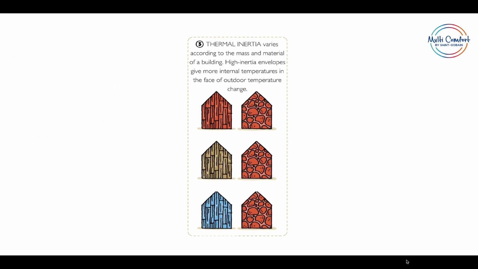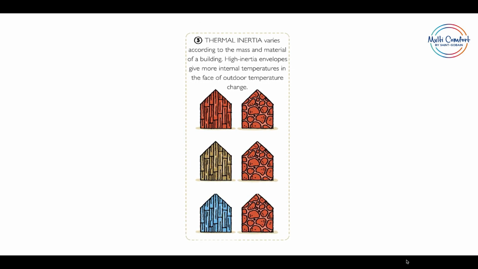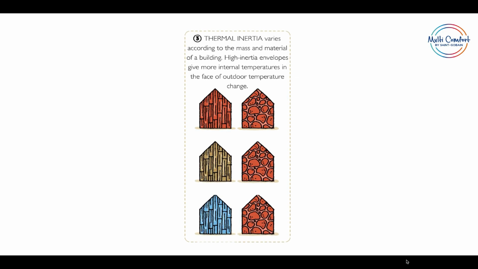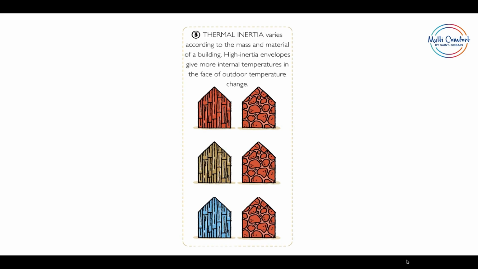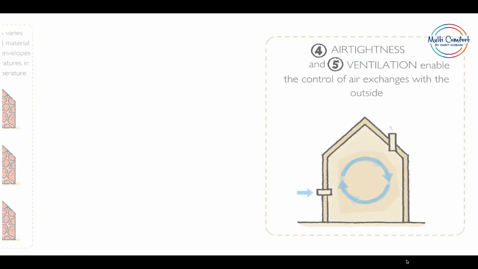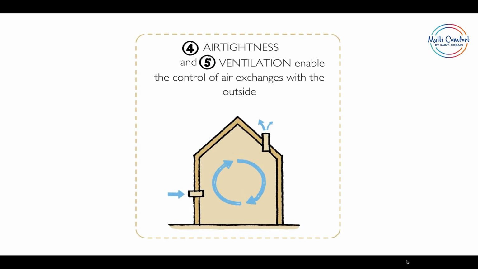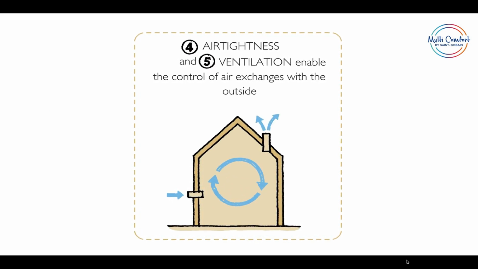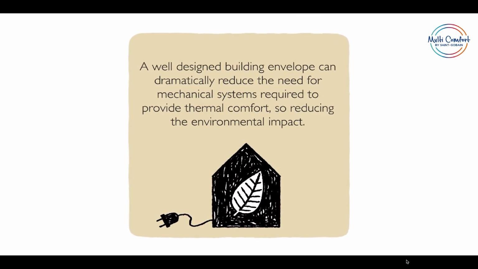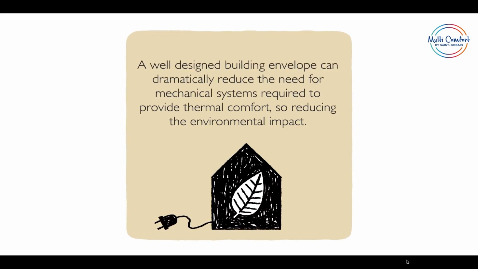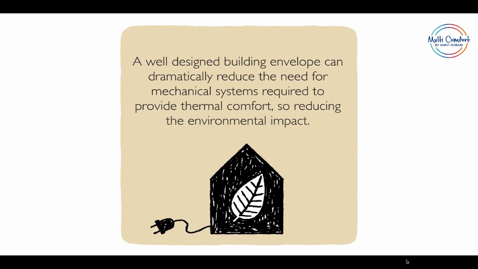3. Thermal inertia varies according to the mass and material of a building. High inertia envelopes give more stable internal temperatures in the face of outdoor temperature change. 4. Airtightness and ventilation enable the control of air exchanges with the outside. A well-designed building envelope can dramatically reduce the need for mechanical systems required to provide thermal comfort, so reducing the environmental impact.